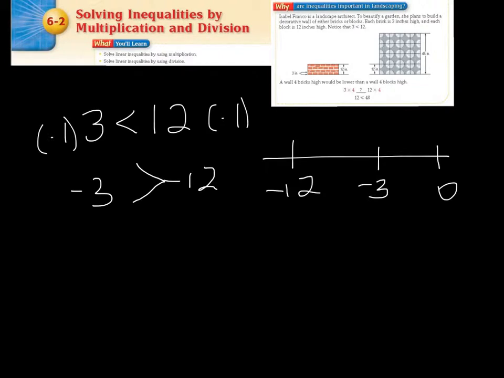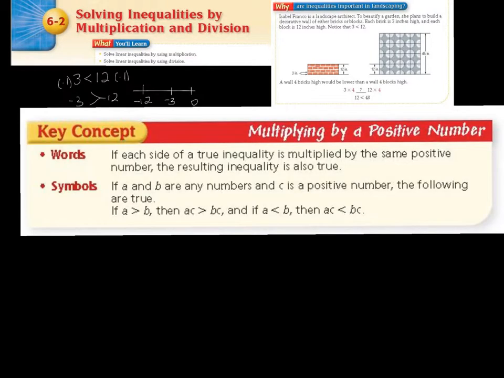So when we multiply or divide by a negative, it reverses that inequality relationship, so we have to flip our sign around. Now looking back at their example, they multiply both sides by 4. We didn't have to reverse our inequality. So if each side of a true inequality is multiplied by the same positive number, the resulting inequality is also true. If a and b are any numbers and c is a positive number, the following is true.